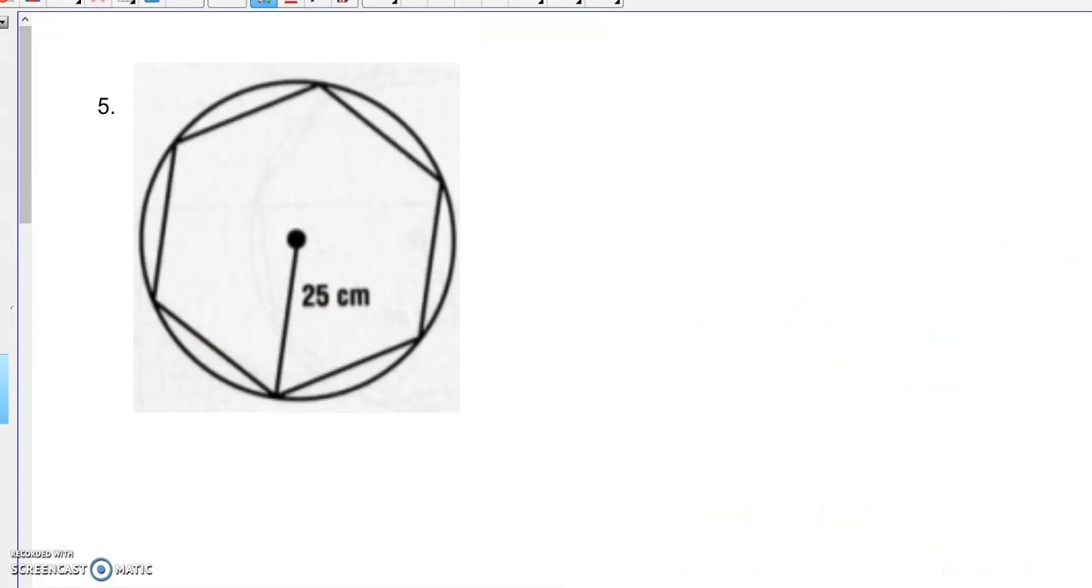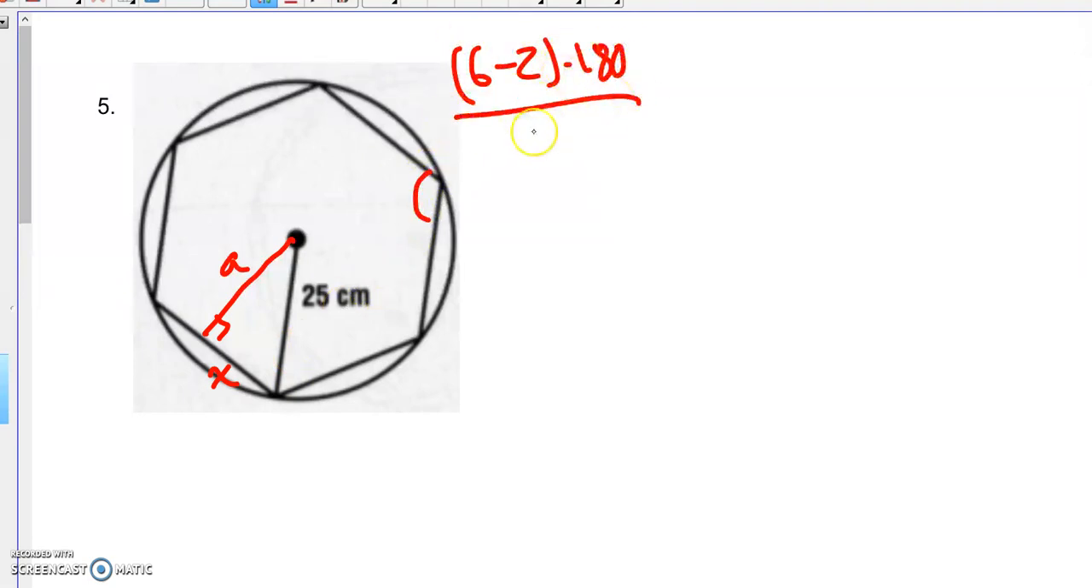Okay, let's look at another example. This is a hexagon. Again, they tell me the radius. I need to know the apothem, and I also need to know my side length. Using our interior angle formula, we can calculate that each angle is 120 degrees. So then when I cut it in half, I got 60, 30. Don't need to use trig here. It's a 30, 60, 90 triangle.